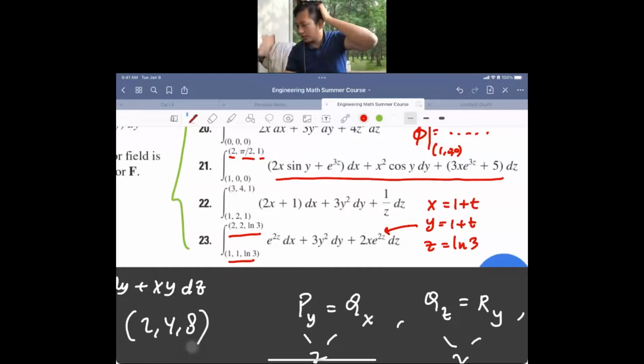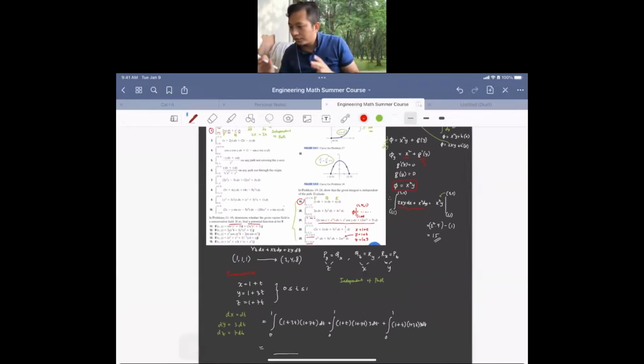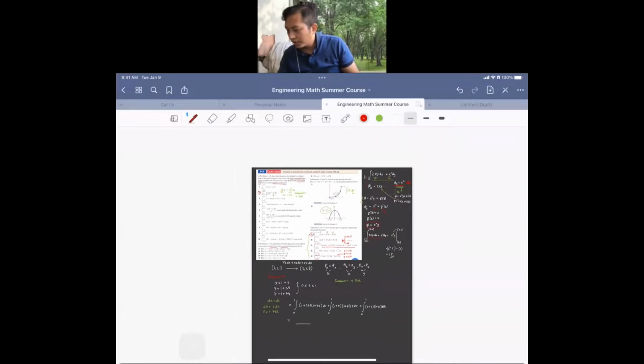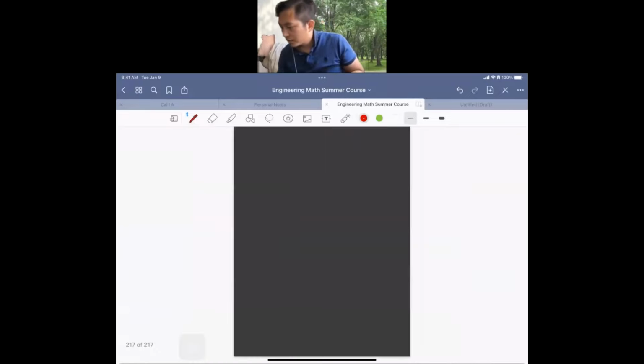Okay, the other questions that might come up: aside from the curl, divergence, line integrals, and independence of path, we still have the Green theorem, surface integral, and Stokes theorem. Okay, let's go to the next part.